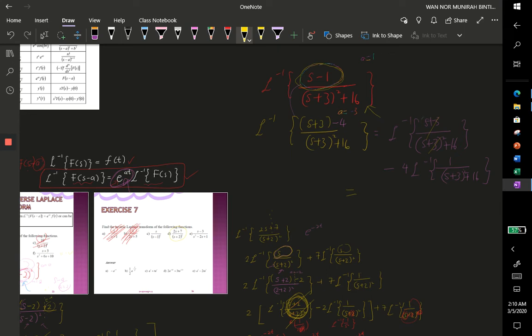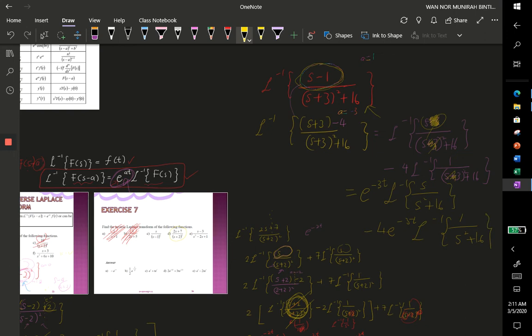So you have s plus 3 over s plus 3 square plus 16. You need to take out e^(at). Your a is negative 3, so e^(-3t). Then I erase my 3 here. So I take the Laplace inverse of the remainder, which is s over s square plus 16. Minus 4, so I take out e^(at), e^(-3t). The remainder is Laplace inverse of 1 over s square plus 16.